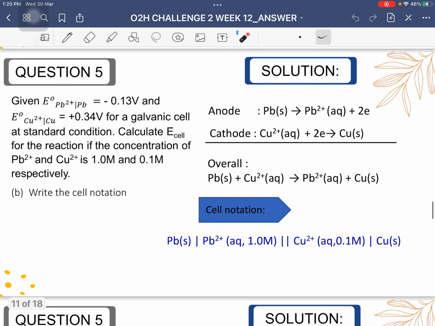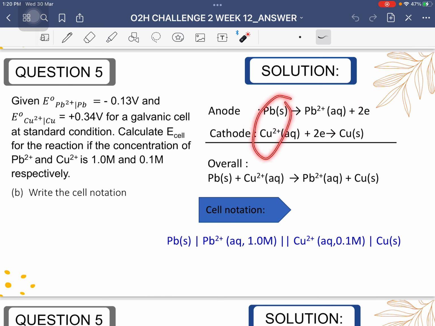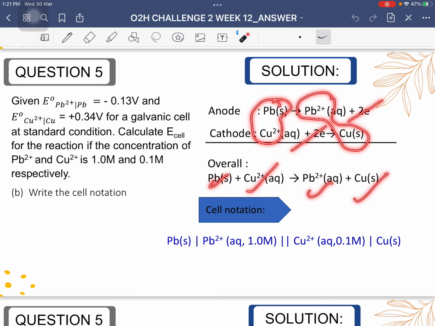Okay, and then the overall equation, how to construct it? We just combine the left side of the anode equation with the left side of the cathode equation, and right with right. But before we combine, we need to check that both electrons must cancel equally. So 2 electrons at the right side cancel with 2 electrons at the left side. So we just combine. On the left side we have Pb and copper 2 plus. On the right side we have Pb2 plus and copper solid.